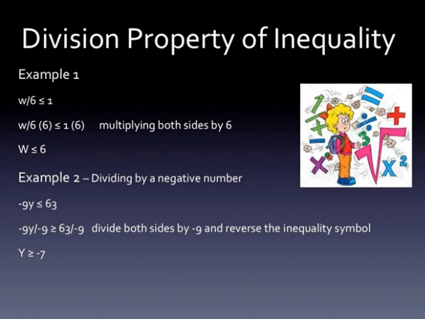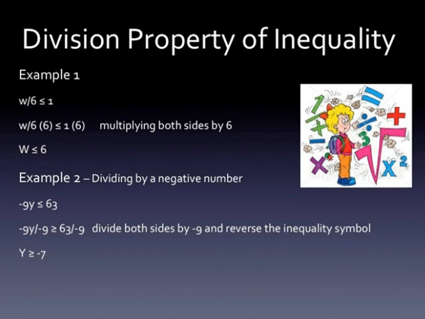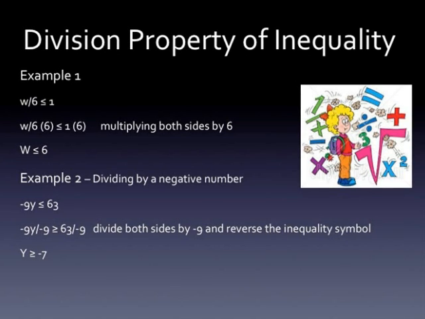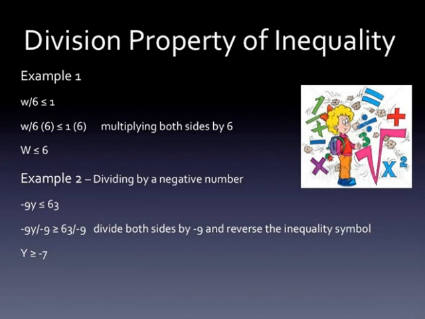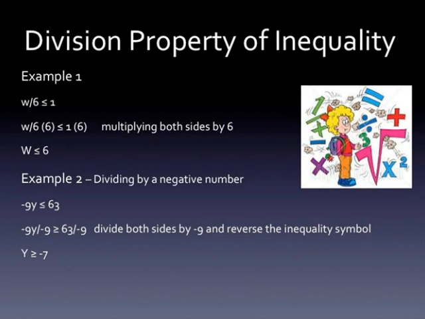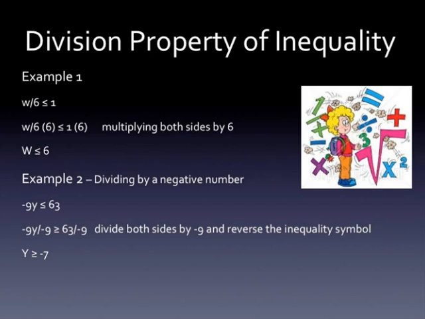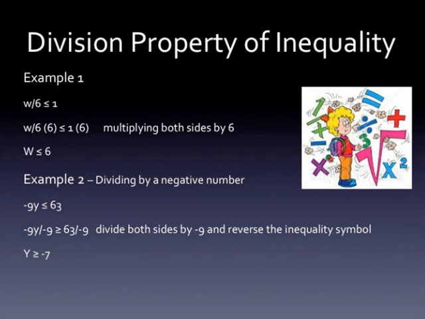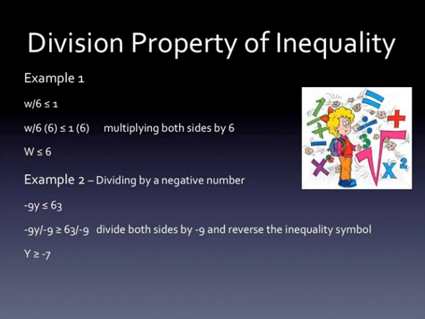Dividing by a negative number. Negative 9y is less than or equal to 63. Well, if we divide both sides by negative 9, we get y is greater than or equal to negative 7. Remember, when multiplying and dividing by a negative number, you always switch the inequality.